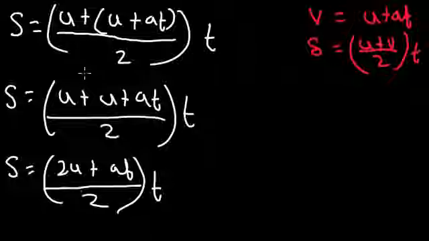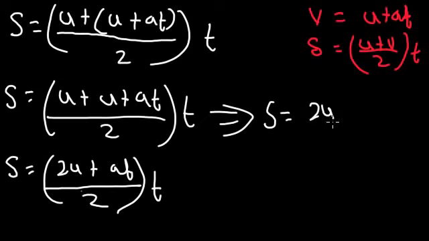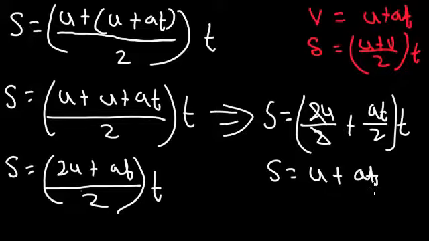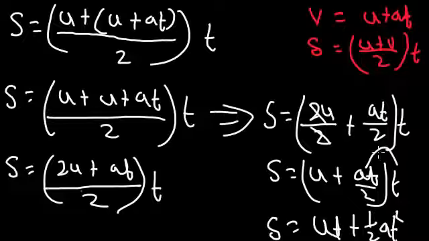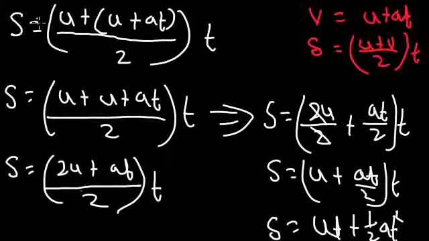So let me distribute this 2. I want to split the fraction, then I will distribute the denominator. So therefore this implies that s equals 2u over 2 plus at over 2, multiplied by t. Now this cancels. We have s equals u plus at over 2 times t. Now if we distribute the t, this time displacement equals ut plus half at squared, since t times t gives us t squared. So that's the third formula, guys. This is the third formula for linear acceleration. So let's write it down.